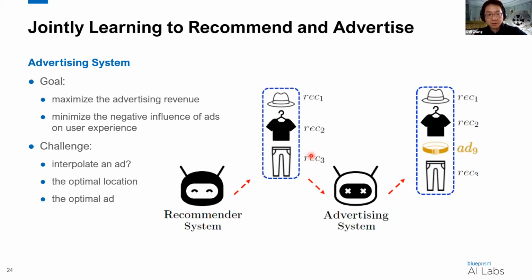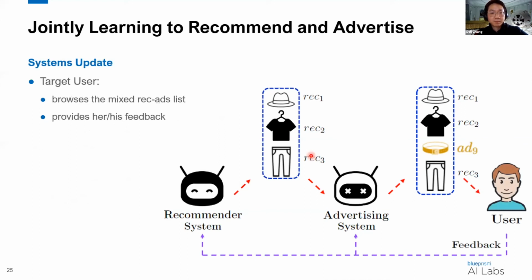So this involves several decisions to make. We need to decide whether it is beneficial to interpolate an ad, at which position of the recommended list we should insert the ad, and also which ad is the best for us to insert into the recommendation list. The target user would browse the mixed list of the recommendations and the ads, and then provide his or her feedback. Here we assume that given a list of the recommended items, we only want to add one ad into the list, if we think that it is beneficial for the system.